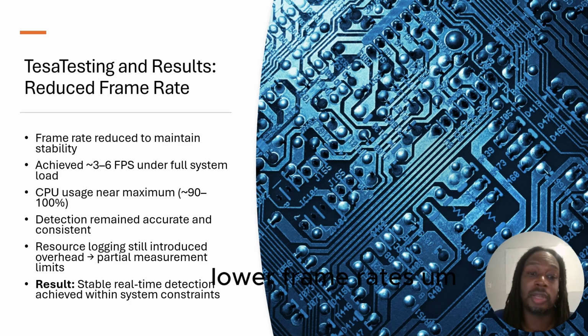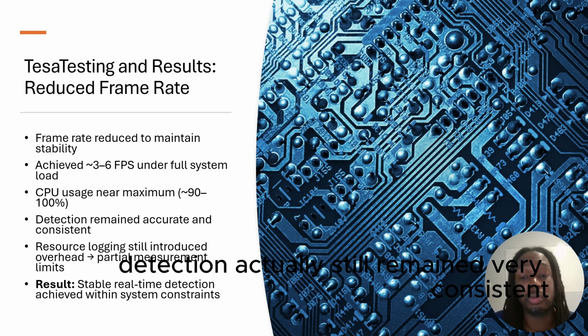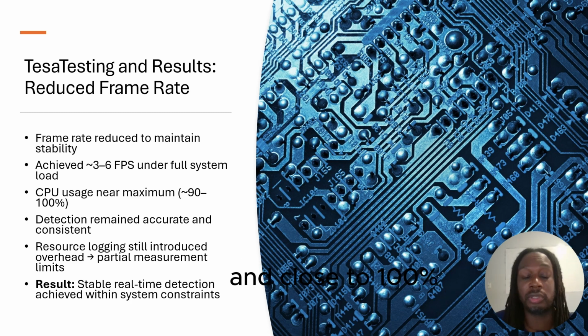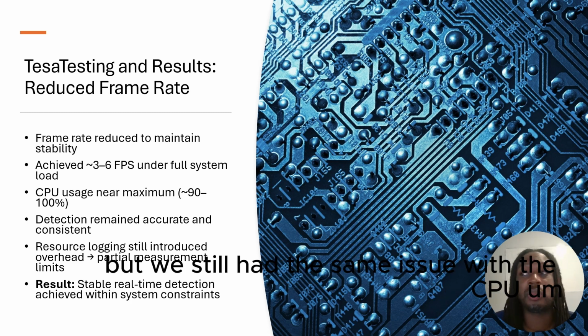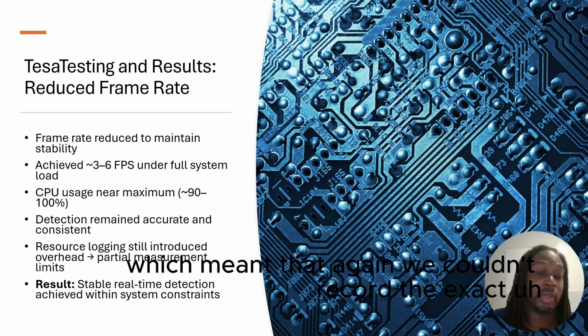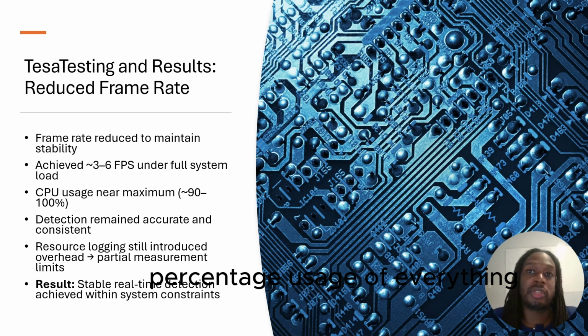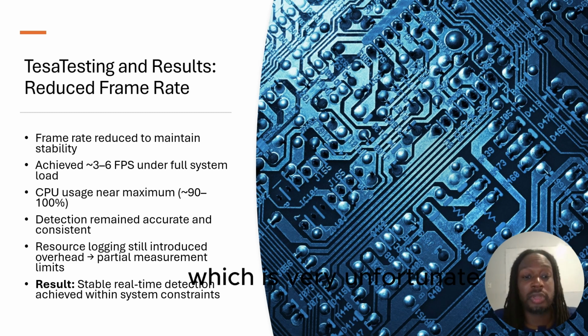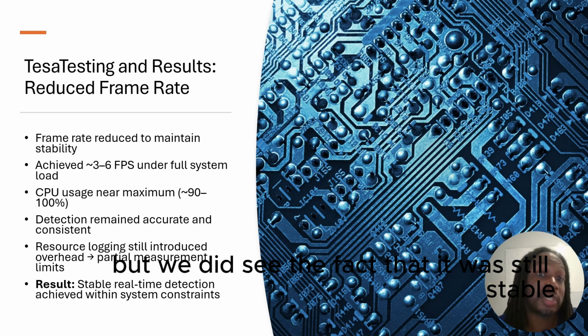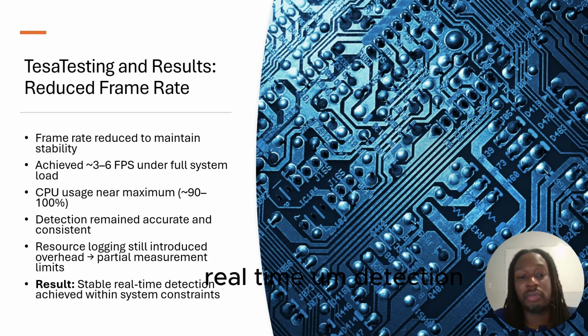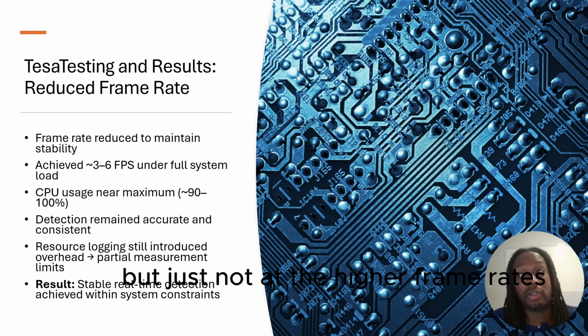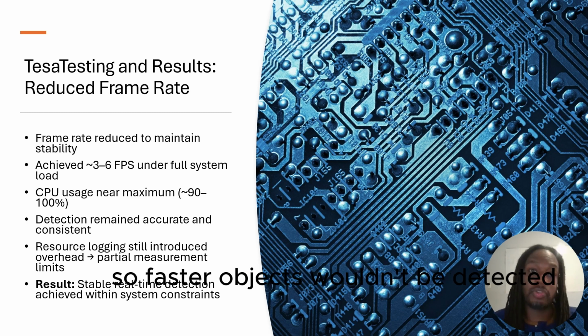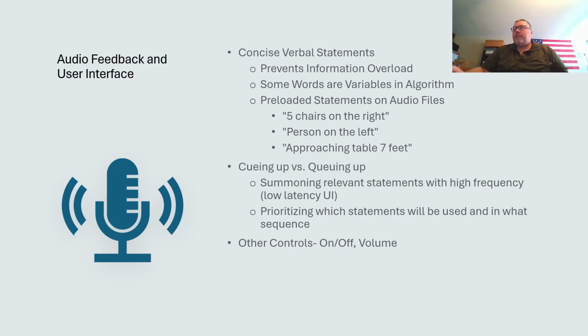At lower frame rates, detection actually still remained very consistent at close to 100%, but we still had the same issue with the CPU, which meant that again we couldn't record the exact percentage usage of everything, which is very unfortunate. But we did see the fact that it was still stable real time detection, but just not at the higher frame rates that we were hoping to get. So faster objects wouldn't be detected.